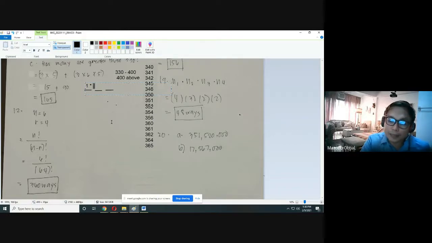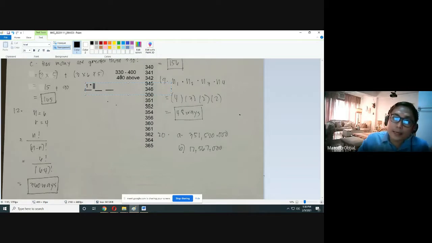Okay, how many can be put in the second digit? Can I ask you? Any idea, class? Second digit, how many can you put? No idea? Of course, look at this 330. You cannot put 3 because it will repeat, so omit 3. You cannot also put 2 because it will become 320. Omit 2. Then 1 and 0.